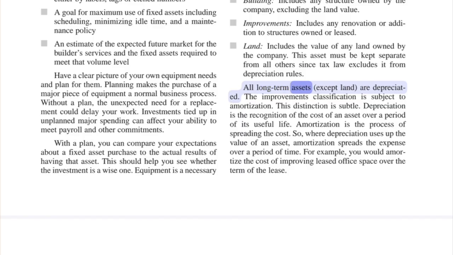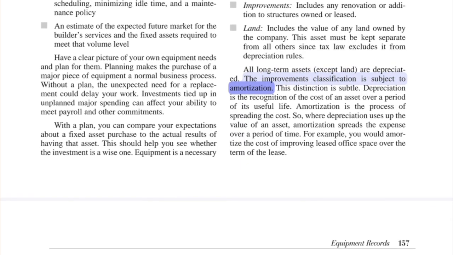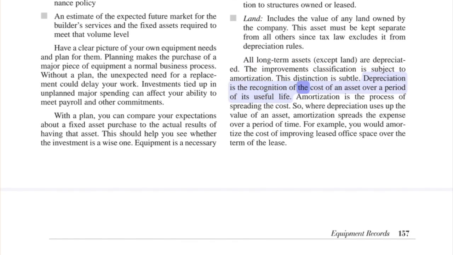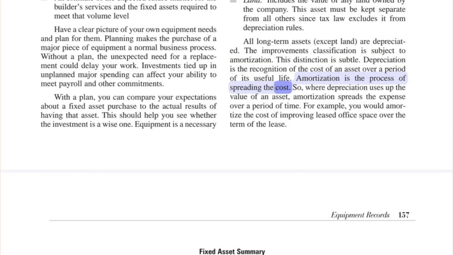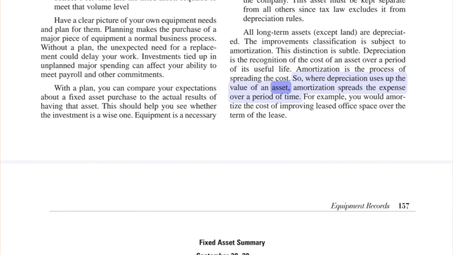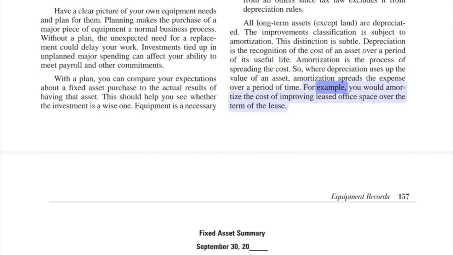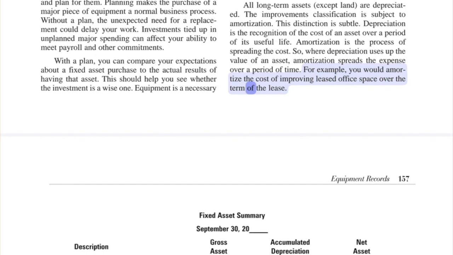All long-term assets are depreciated. The improvements classification is subject to amortization. This distinction is subtle. Depreciation is the recognition of the cost of an asset over a period of its useful life. Amortization is the process of spreading the cost. So, where depreciation uses up the value of an asset, amortization spreads the expense over a period of time. For example, you would amortize the cost of improving leased office space over the term of the lease.